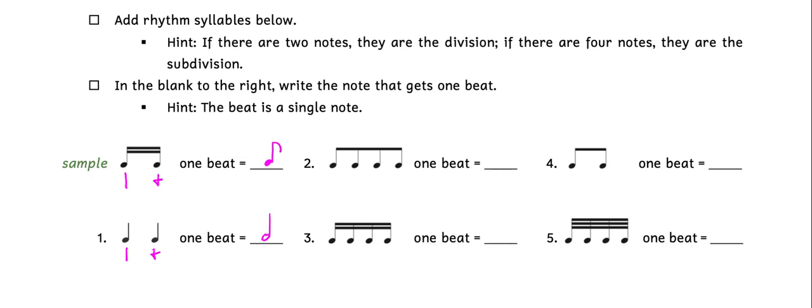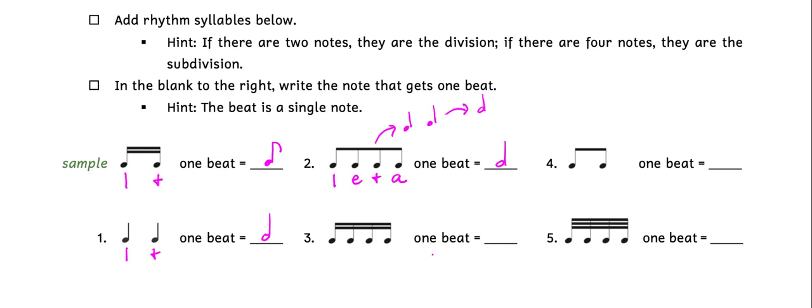Number 2 is a subdivision, so we're going to go 1 e and a. Now to find the beat, it's going to be 2 higher values up. Okay, so what's twice as long as an 8th note? That would be a quarter note. So the division would be a quarter note. And then what is twice as long as a quarter note? That would be a half note. So the beat here is going to be a half note.